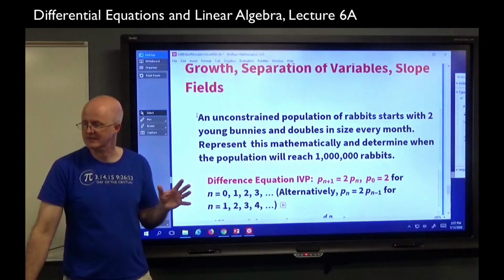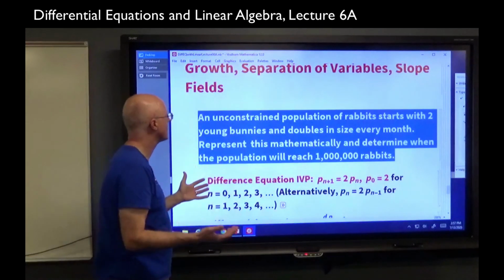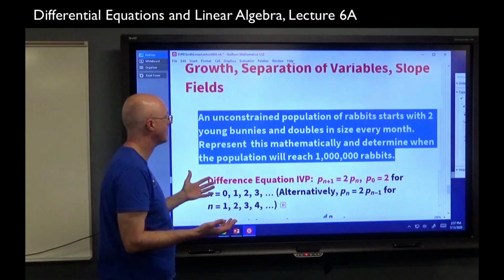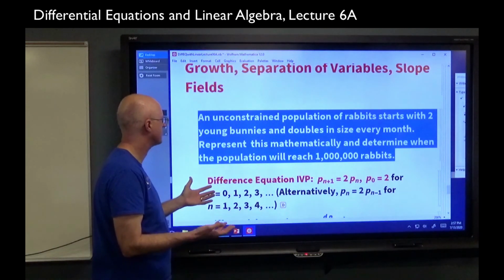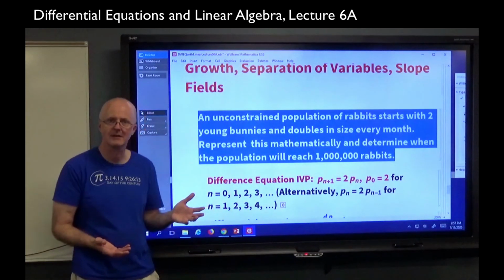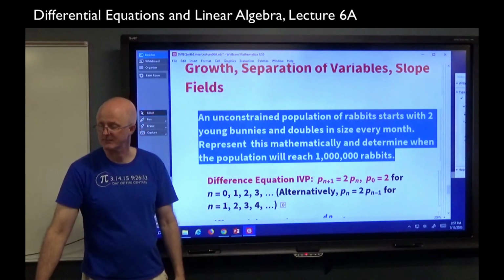This is the very first example from the very first video, lecture 1. An unconstrained population of rabbits starts with 2 young bunnies and doubles in size every month. Represent this mathematically. Determine when the population will reach 1 million rabbits. How would I do this? Solve this problem in Mathematica?